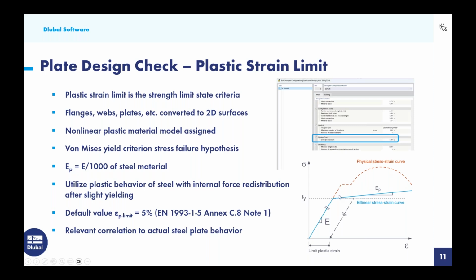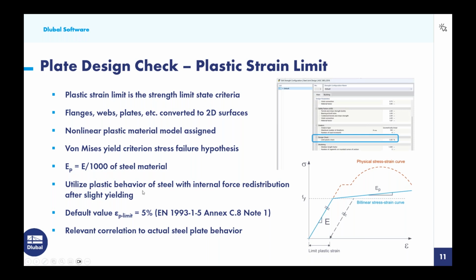For a standard steel material, the physical stress strain curve is indicated by this red dotted line. For the von Mises yield criterion within the program, we're actually going to simplify this to a linear line. The slope in the linear elastic region is just set to the modulus of elasticity E. For the slope in the plastic region, we set this to the plastic modulus of elasticity, and we calculate this by taking the linear modulus of elasticity divided by 1,000.